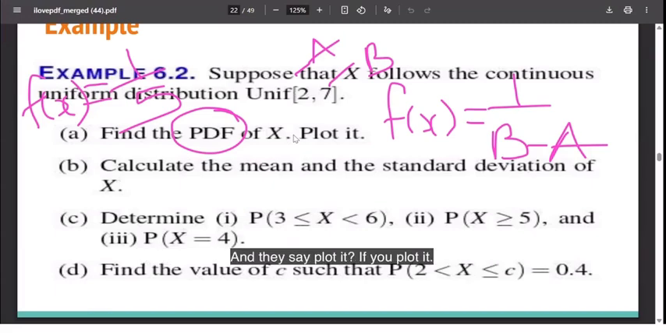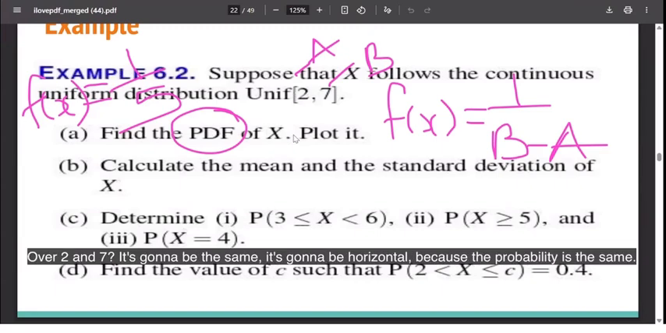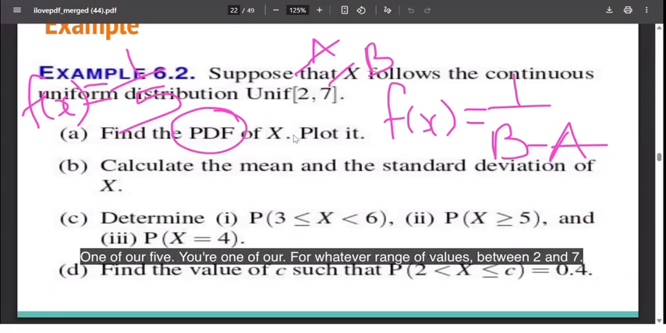And they say plot it. If you plot it over 2 and 7, it's going to be horizontal because the probability density is the same. It's 1 over 5 for whatever range of values between 2 and 7 when you plot it.